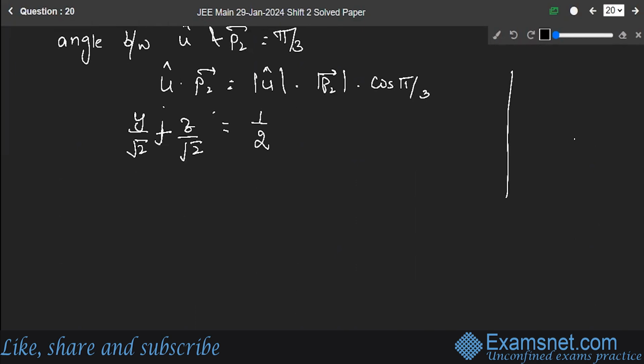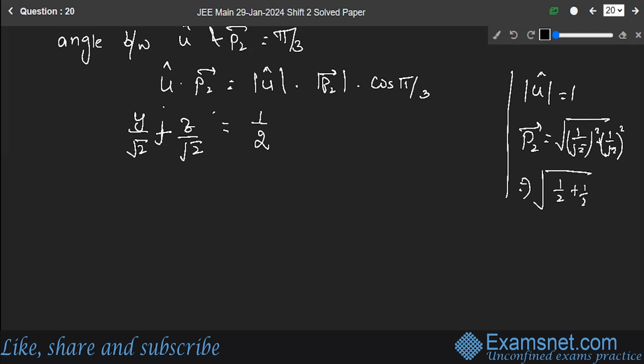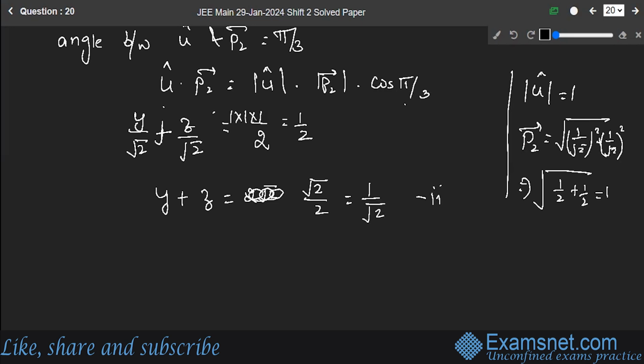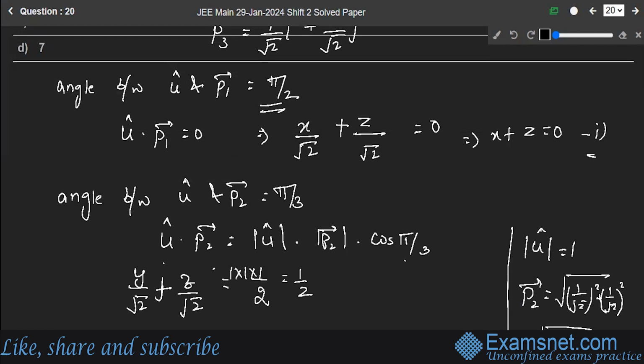Let's solve it over here. u is a unit vector, so its magnitude will be equal to 1, and the P2 vector magnitude is the root of 1 by root 2 square plus 1 by root 2 square, which will be 1 by 2 plus 1 by 2. So this will be root 1, that is 1. And cos pi by 3 is equal to 1 by 2. Okay, you have y plus z is equal to 1 by root 2. Let's say this is equation 2, and this was equation 1.